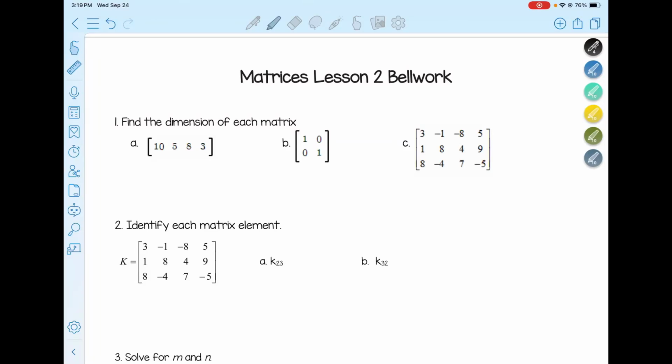All right, today we're going to go ahead and do lesson 2 of matrices. If you haven't already done the bell work, will you go ahead and hit pause on the video and try the bell work on your own? All right, so hopefully you've done that.